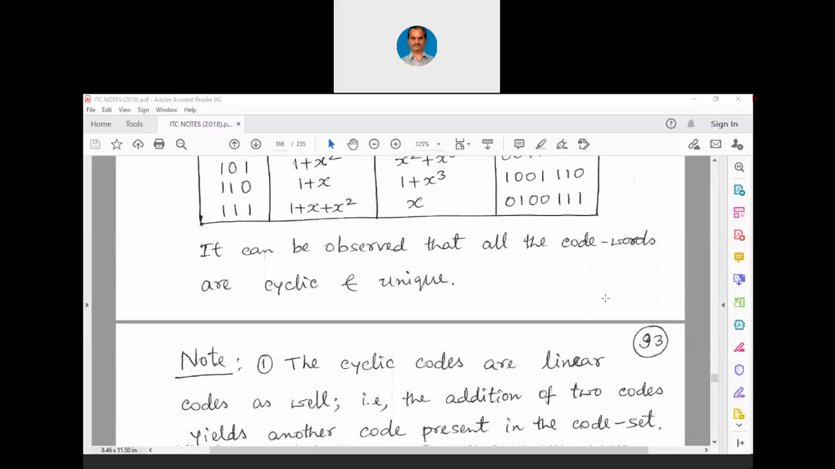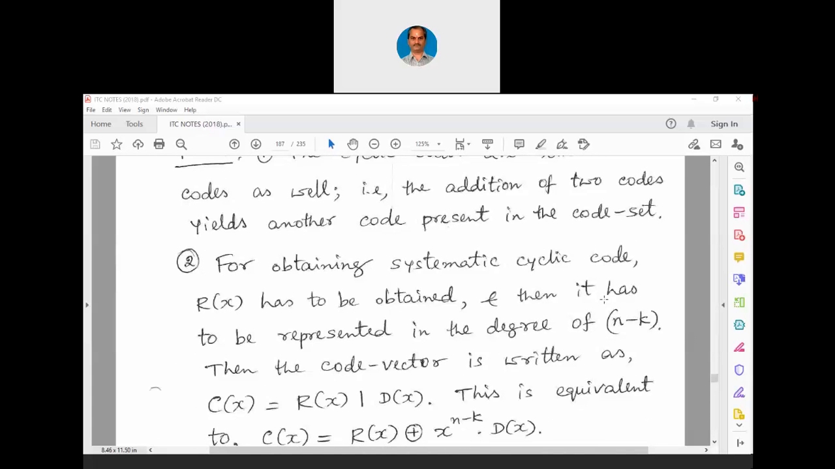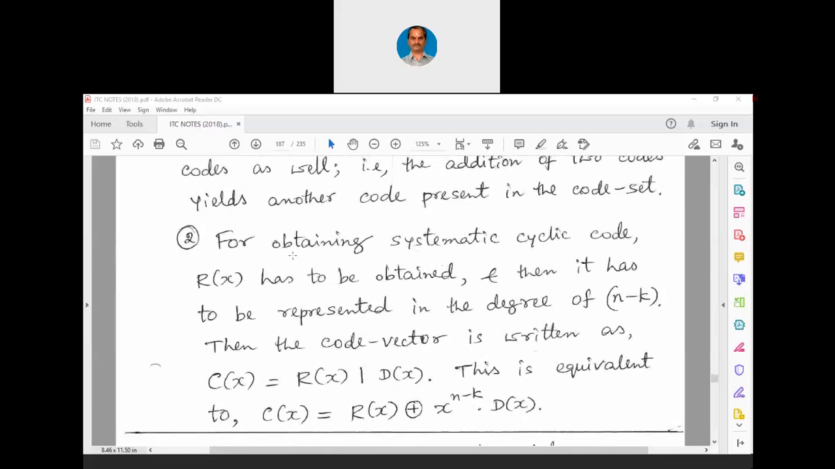So we had discussed the block codes as linear codes earlier. Now we are discussing the cyclic codes also as linear codes. Now, the second note: for obtaining systematic cyclic code, R of x has to be obtained and then it has to be represented in the degree of n minus k. So this sentence is correct according to me. Degree must be, no, again, whatever I had written earlier itself is correct. Degree must be n minus k minus 1. Total number of terms must be n minus k. So represented with the terms, I should change this now.